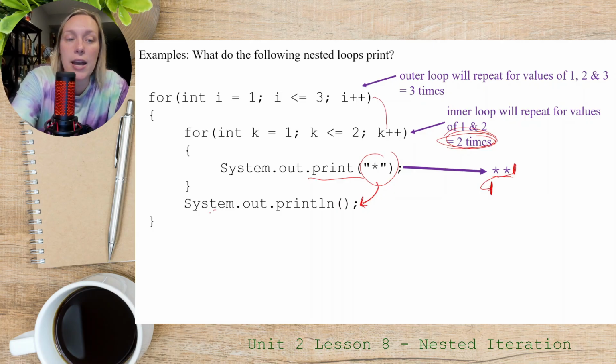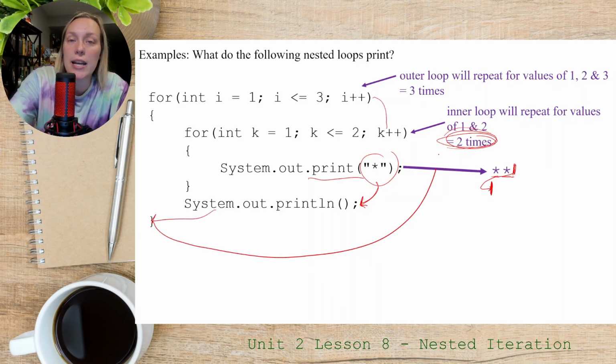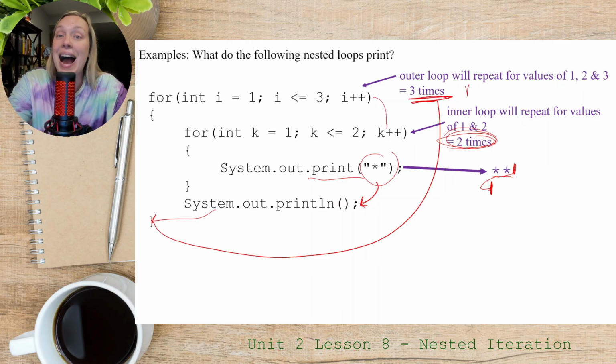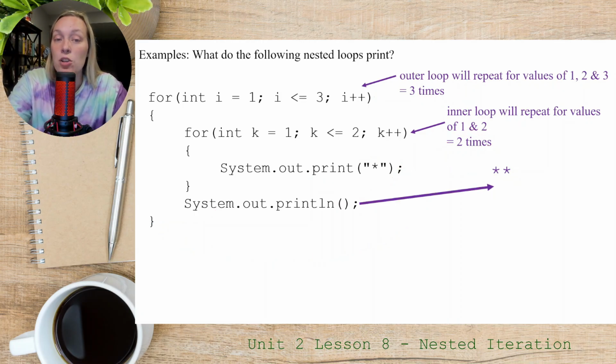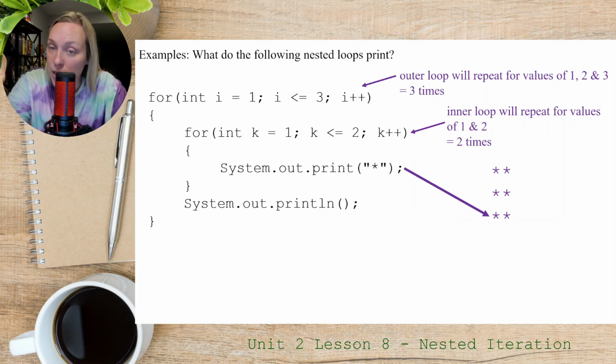Then after that's done, I reach the end and I loop back up here. That was only 1 time of the outer loop. I need to do that 2 more times for a total of 3 times. So the next time through, I do the same thing. I repeat the inner loop, then I move to a new line, and then I repeat 1 more time for the inner loop, and now I'm done.